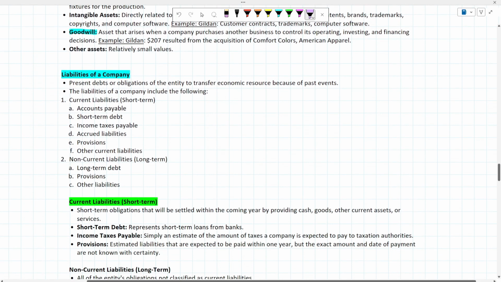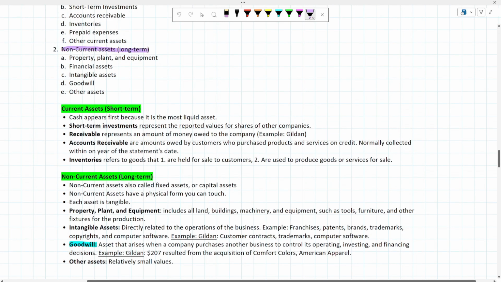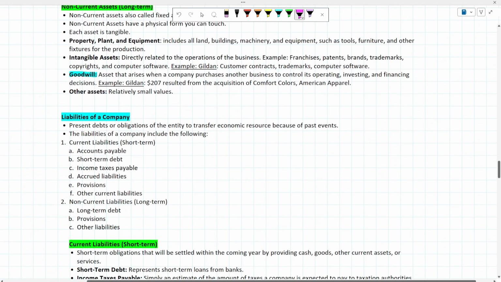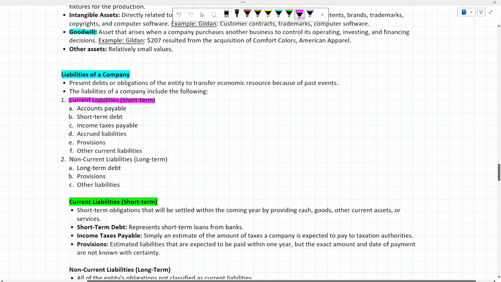So liabilities of a company present the debts or obligations of the entity to transfer economic resources because of past events. The liabilities of a company include the following. One, current liabilities, which is short term. I'll highlight that in pink again. In current liabilities, we have accounts payable, short-term debt, income taxes payable, accrued liabilities, provisions, and other current liabilities. So that's pretty much it for current liabilities. Don't worry, I'll explain what all of them mean right underneath in green here.